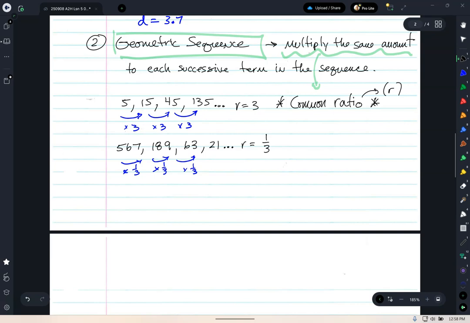Now, I'm going to give you this one. So 2.6, 0.78, 0.234, 0.0702, and so on.